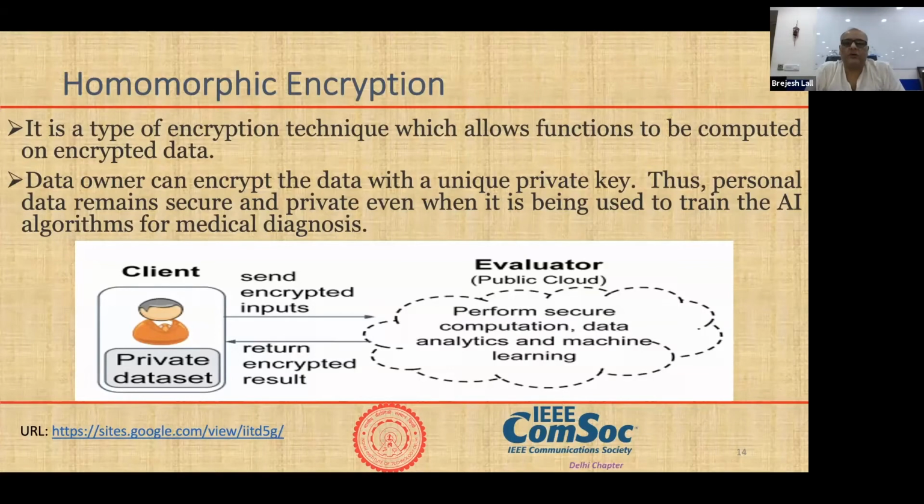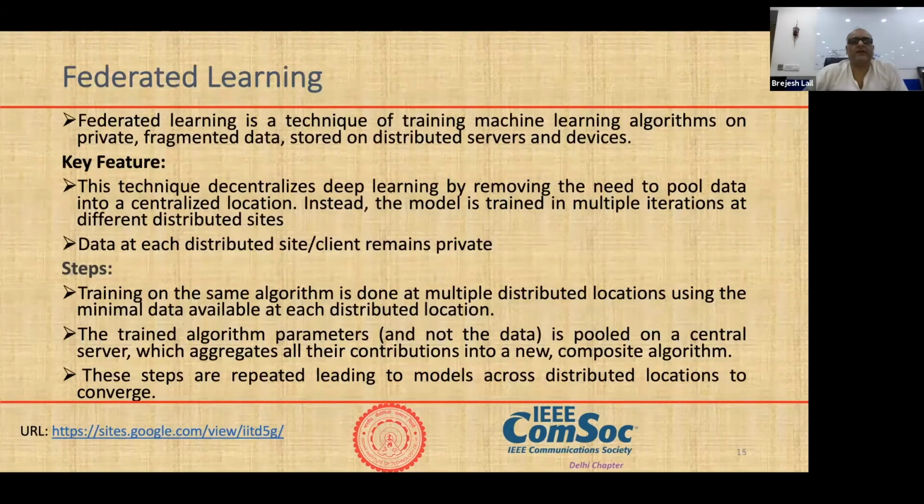In homomorphic encryption, this is an encryption technique where functions can be computed on the encrypted data. The encryption is such a mapping that while you encrypt the data, whatever key parameters you're looking for are not lost. Even after the encryption, that information is still available. So if you want to perform medical diagnosis, you will be able to. The data owner can encrypt the data with a unique private key. Once that is done, the personal data remains secure, but the AI model is trained to work on that encrypted data, and it will give you accurate results without compromising the identity of the person in question. And then you have federated learning.